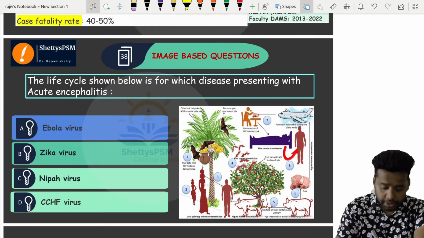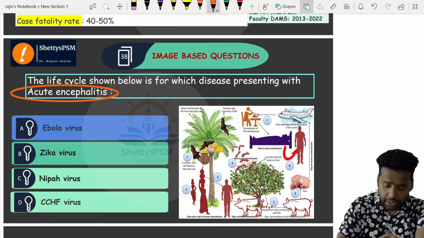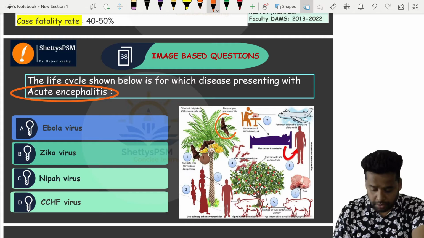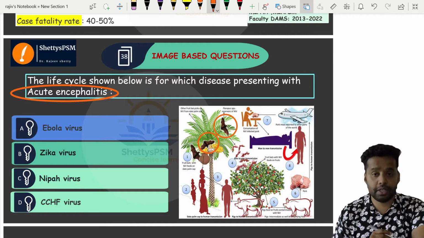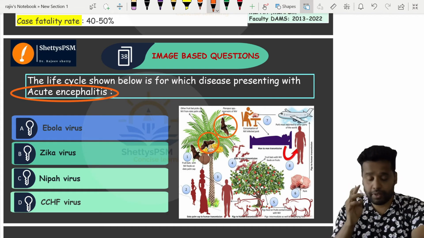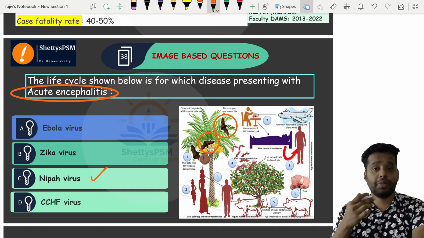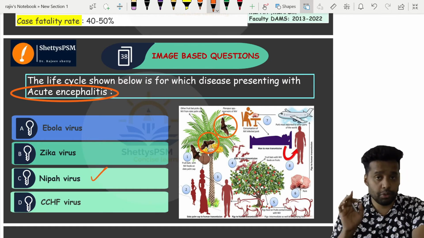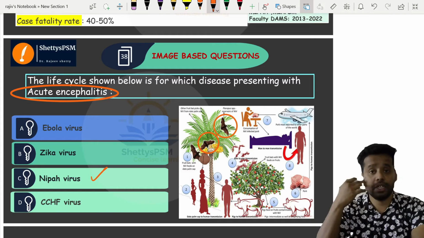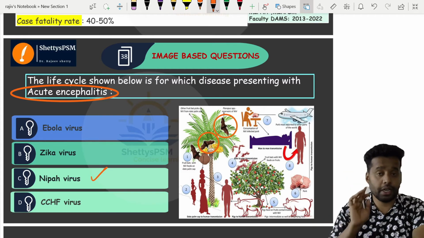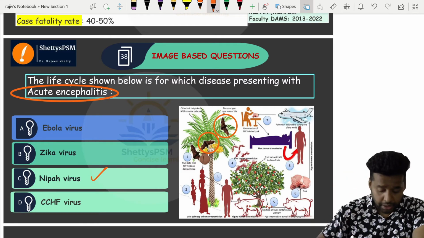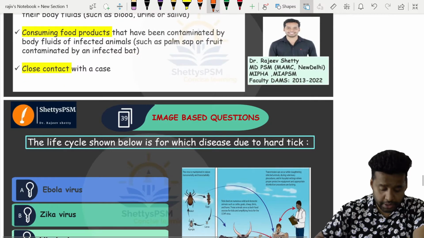But in the next question, acute encephalitis after exposure to bats. This was the life cycle given. Bats and encephalitis is Nipah. What is bats and bleeding? Ebola hemorrhagic fever. What is bats and encephalitis? Nipah. Acute encephalitis is Nipah. Ebola presents as hemorrhagic fever.